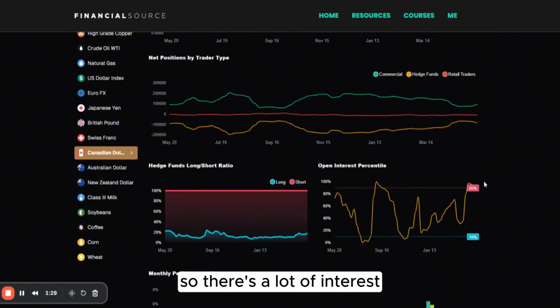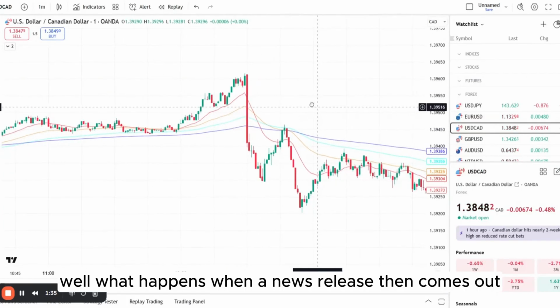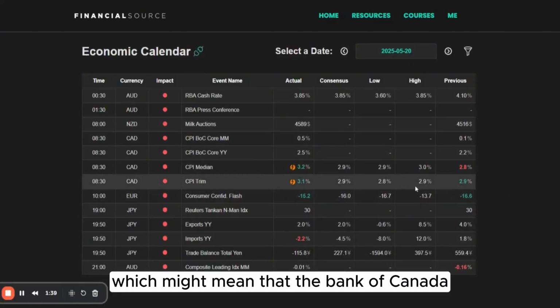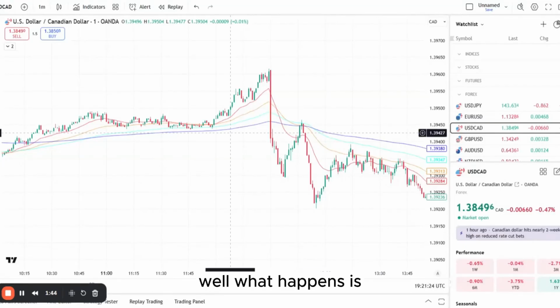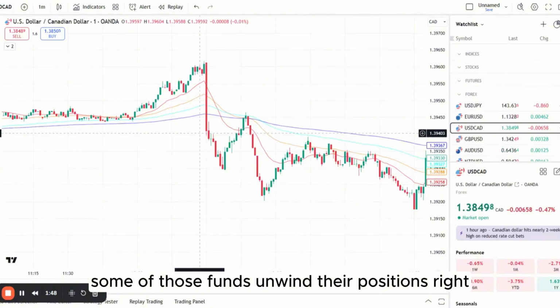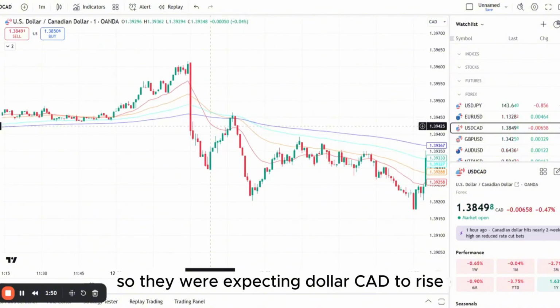So there's a lot of interest from participants, and the market is very short the CAD, right? Well, what happens when a news release then comes out like inflation that's hotter than anticipated, which might mean that the Bank of Canada doesn't have to cut rates as quickly? Well, what happens is some of those funds unwind their positions, right? So they were expecting dollar CAD to rise.